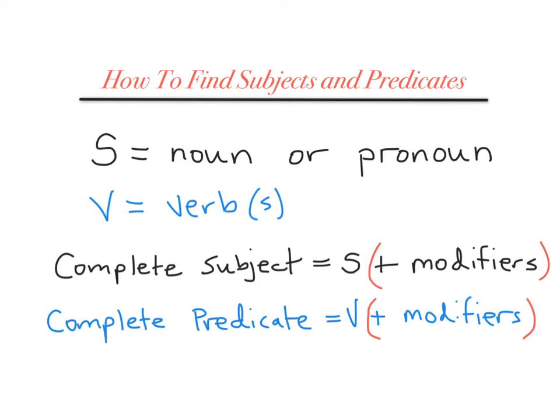So, simple subject, who or what the sentence is about. It's going to be a noun or pronoun. The simple predicate is the verb or verbs that goes with your simple subject. The complete subject is the simple subject at least, plus any modifiers you might also have along with it. And the complete predicate is at least your simple predicate, plus any other modifiers it might have. Ready to look at some examples?